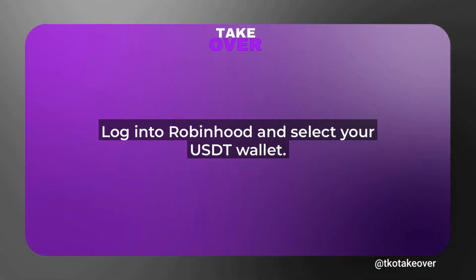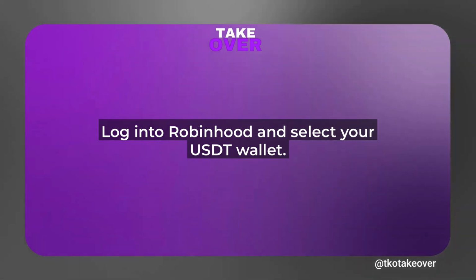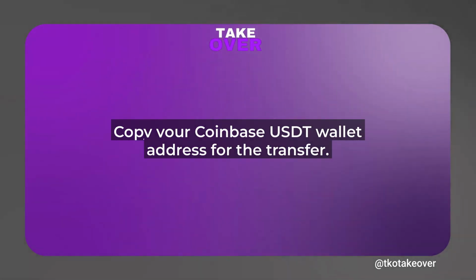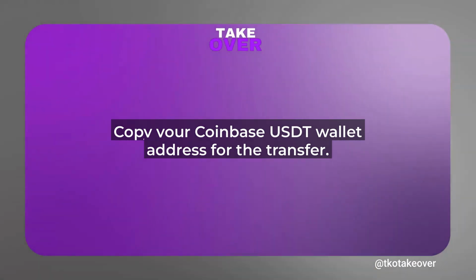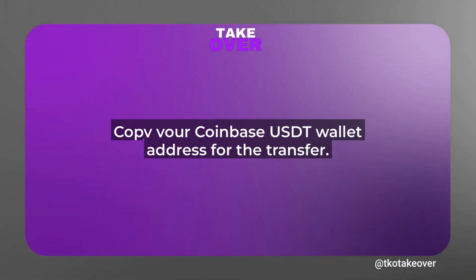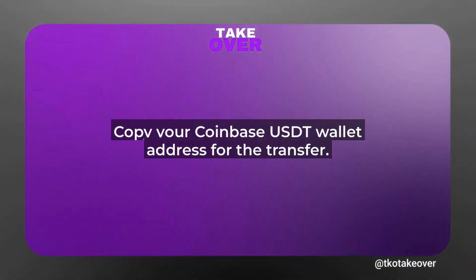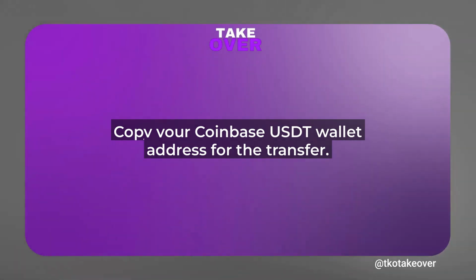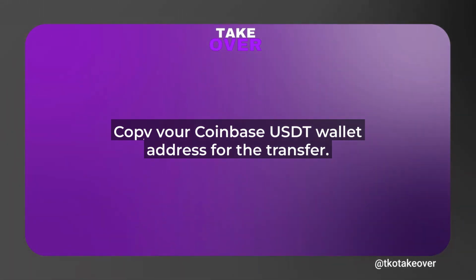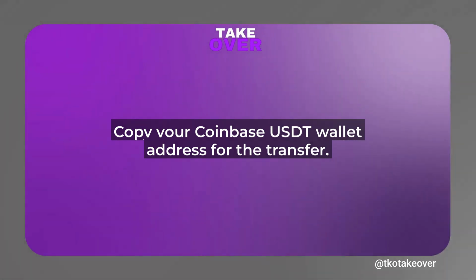Step 2. You'll need to enter the destination wallet address. Head over to your Coinbase account, go to your USDT wallet, and copy the address. Paste it carefully into the Robinhood withdrawal form. Pro tip: always verify the address to avoid any costly mistakes. Crypto transactions are irreversible.